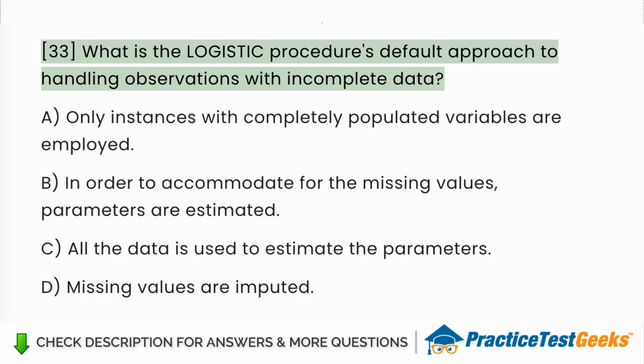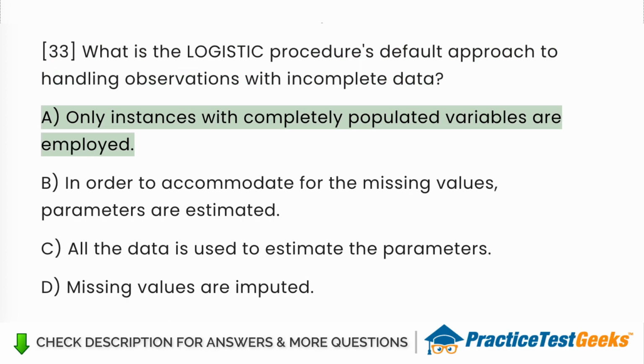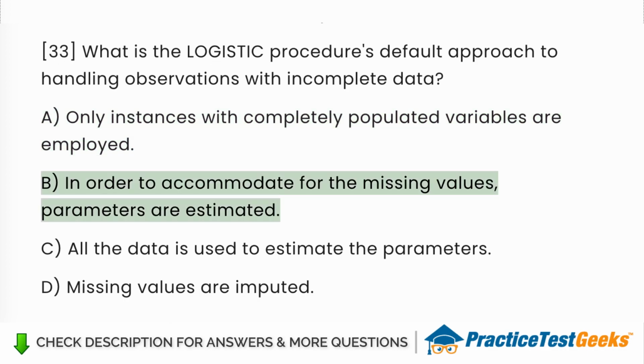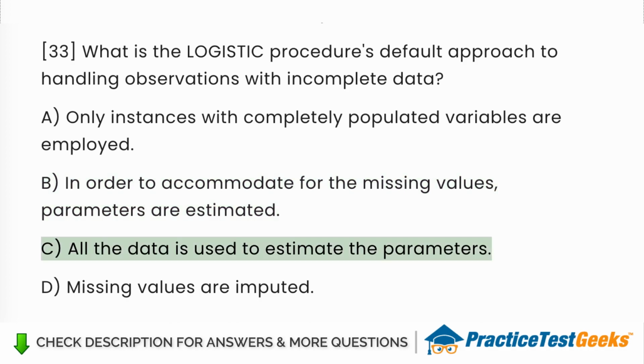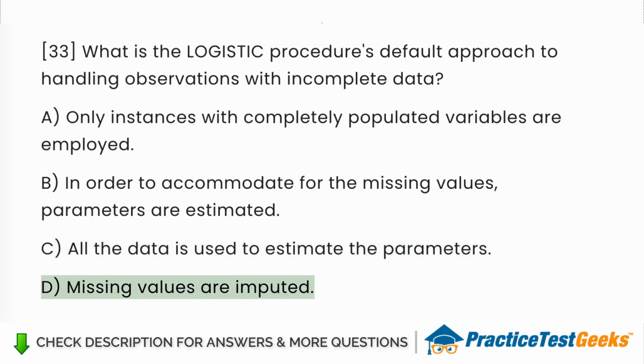What is the logistic procedure's default approach to handling observations with incomplete data? A. Only instances with completely populated variables are employed. B. In order to accommodate for the missing values, parameters are estimated. C. All the data is used to estimate the parameters. D. Missing values are imputed.